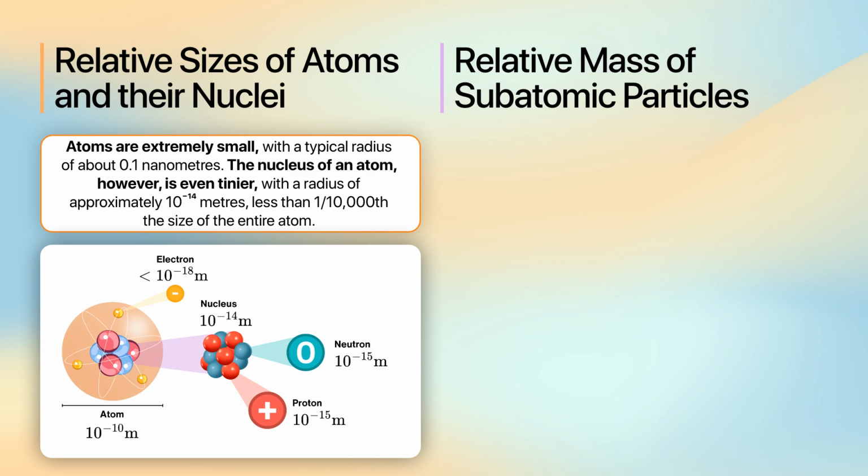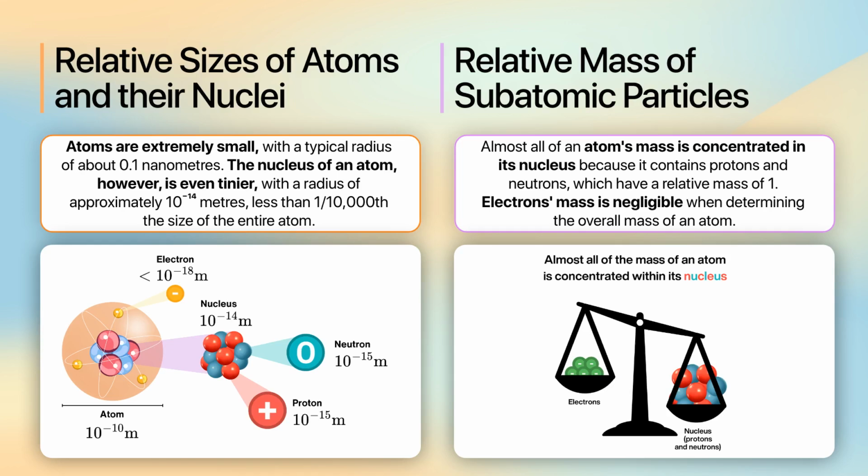We also discussed how almost all of an atom's mass is concentrated in its nucleus because it contains protons and neutrons. Protons and neutrons each have a relative mass of 1, whereas electrons, which orbit the nucleus, have a much smaller relative mass of about 1/2000th that of a proton or neutron. This means that the mass of electrons is negligible when determining the overall mass of an atom.